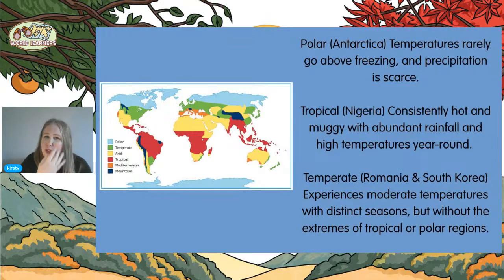So think about the other areas we've looked at. We looked at Antarctica. The temperature's rarely going above freezing. Precipitation is really scarce. So that's a polar region. We looked at Nigeria, which is tropical: consistently hot and muggy, lots of rainfall, high temperatures all year round. And then we looked at Romania last week, and this week South Korea, and that has a temperate climate. So moderate temperatures with distinct seasons. They have a summer and an autumn and a winter and a spring, but without the extremes of the tropical or polar regions. So no wet season like Nigeria experiences.